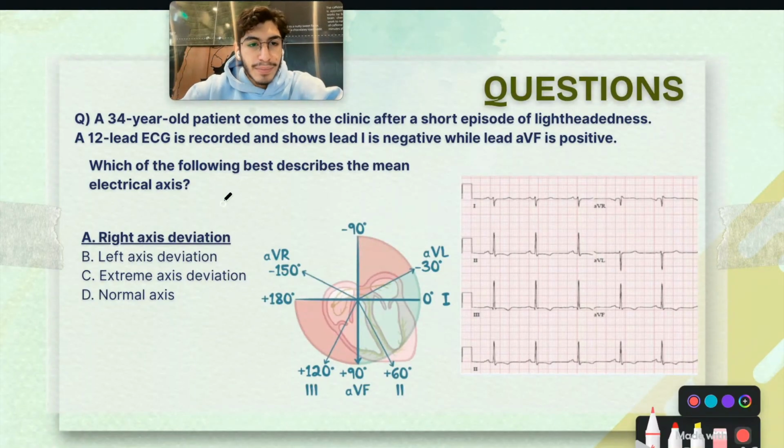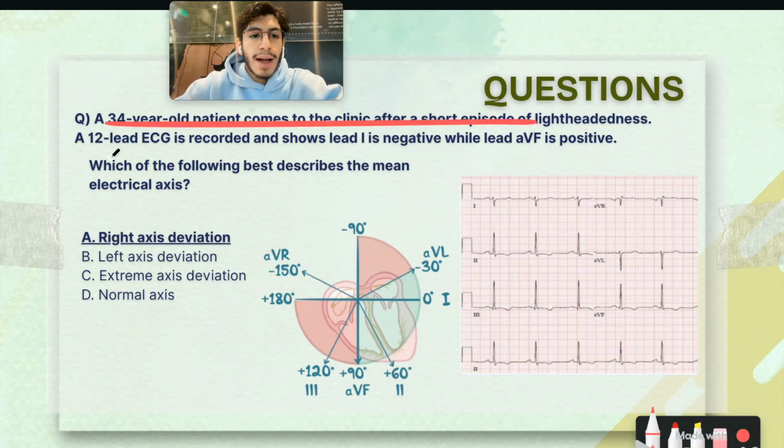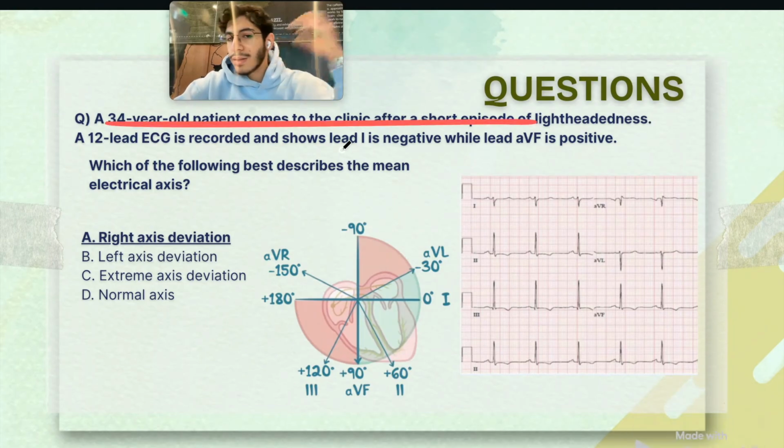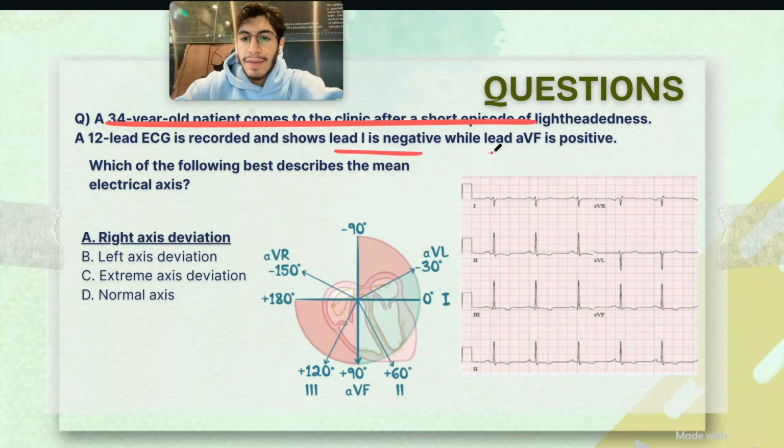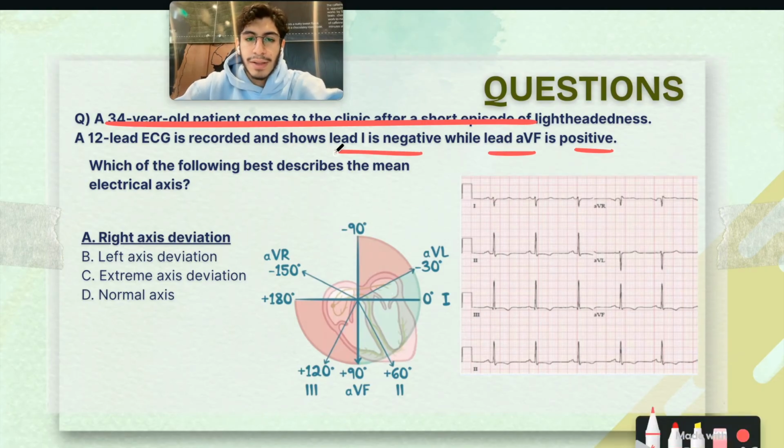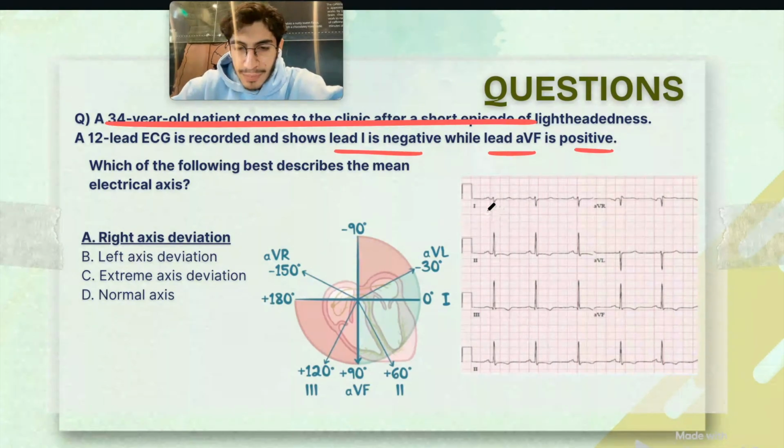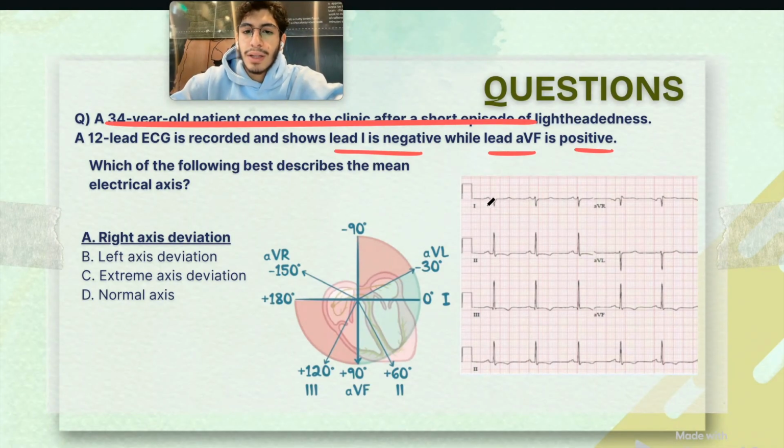We have a 34-year-old patient. This doesn't matter. A 12-lead ECG is recorded and shows lead 1 is negative and lead AVF is positive. Which of the following best describes the mean electrical axis? Now we can even solve this without the ECG, because they tell us what's negative and what's positive. But let's look at the ECG itself. Lead 1, they said is negative. We can see it here, it's negative.